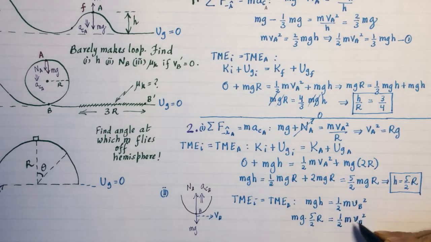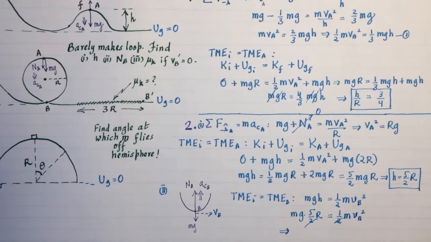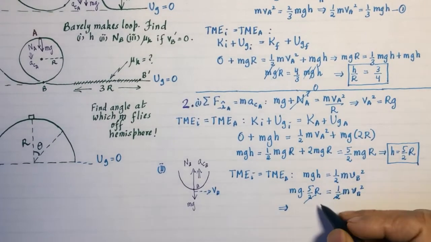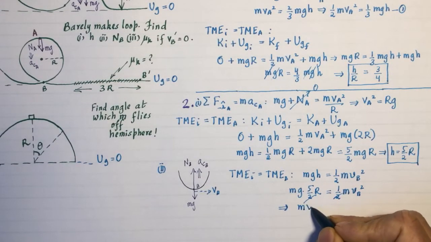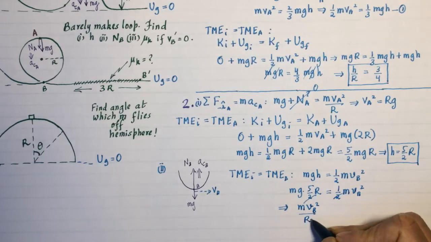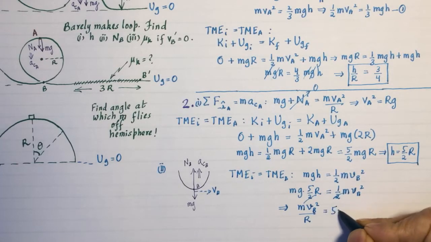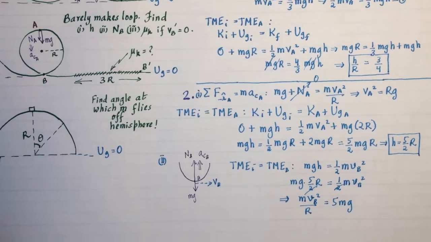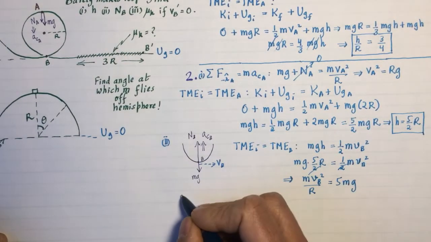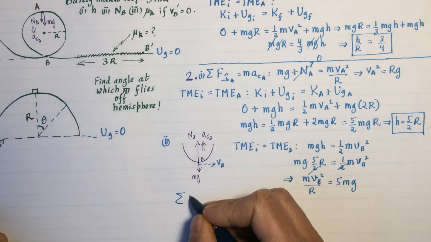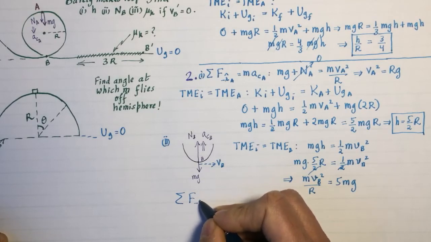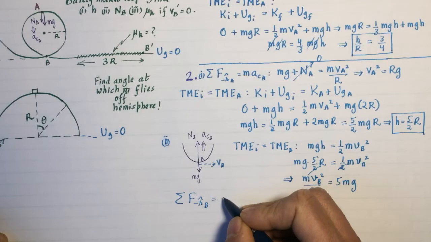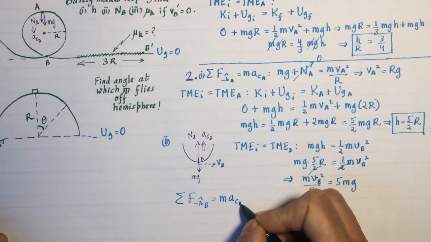I can cancel the halves, and I'm more interested in Newton's second law rather than finding the speed, so I'm going to write this as m v_B squared divided by R is equal to 5 mg. So I've taken R down there. Okay, now let us use Newton's second law. It says the sum of all the forces in the negative r hat direction at point B equals m times the centripetal acceleration at point B.